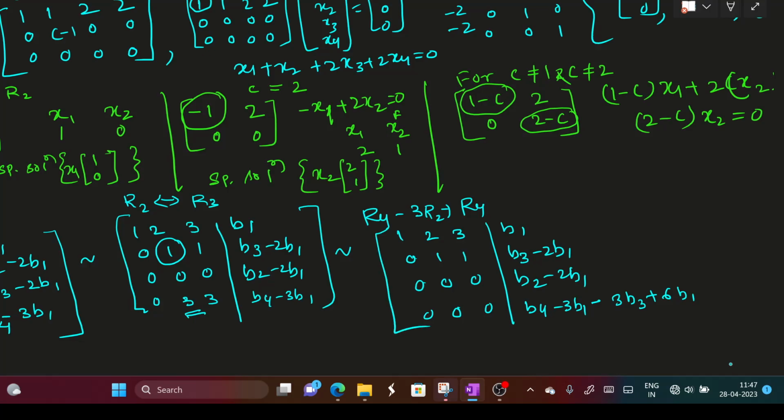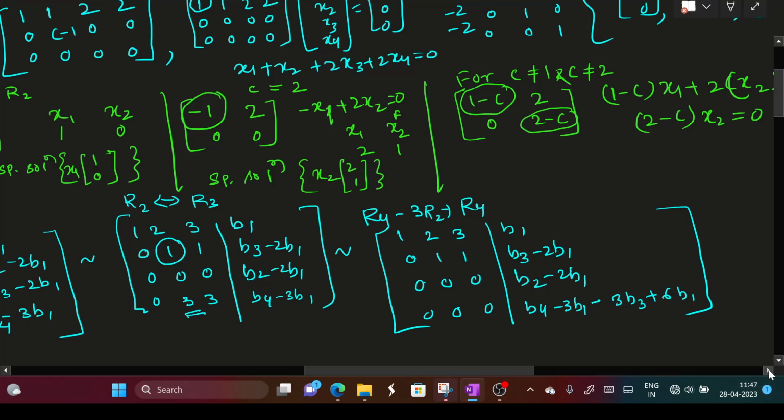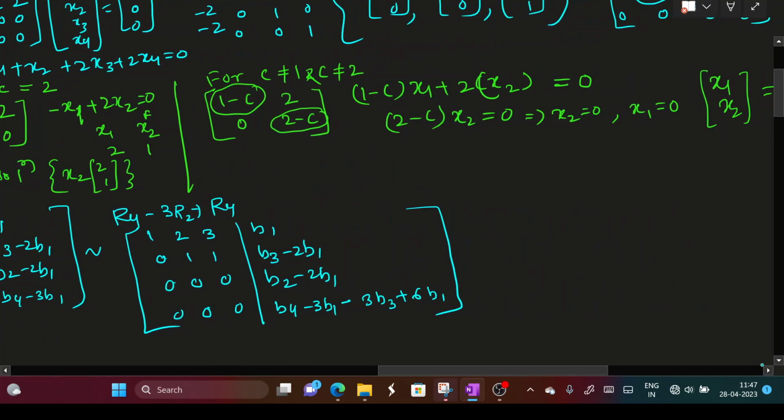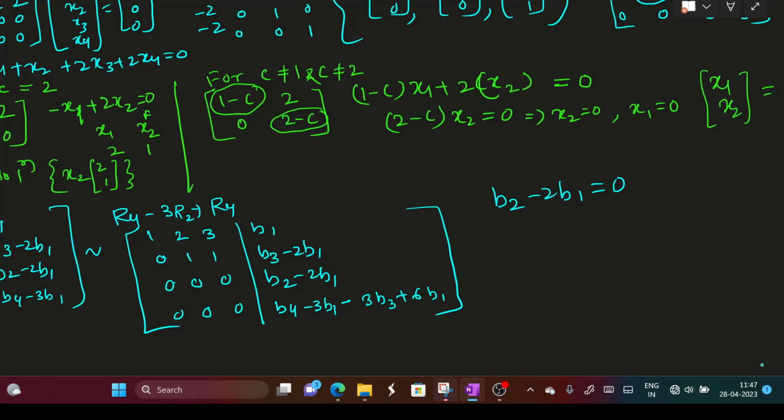Now it is in echelon form. Left hand side matrix is in echelon form. So that means for the first two rows no condition, but for the last two rows we have conditions. B2 minus 2B1 is equal to 0. That is, B2 is equal to 2B1. This is one condition. Second condition, B4 plus 3B1 minus 3B3 plus 6B1 is equal to 0.